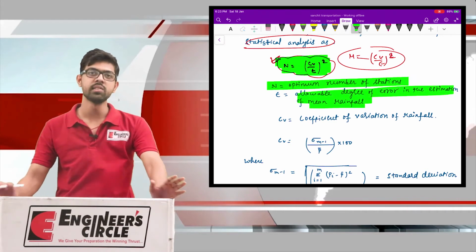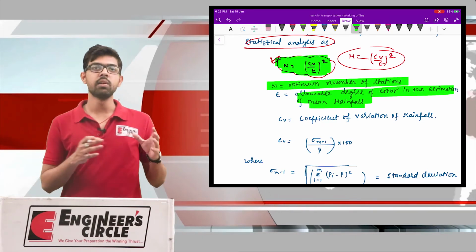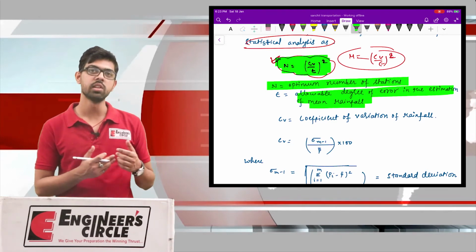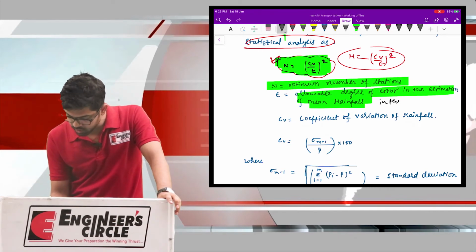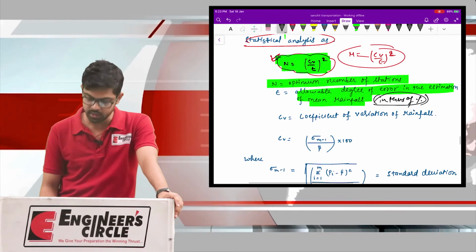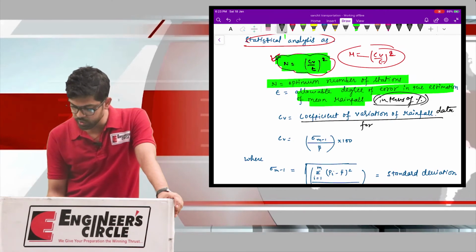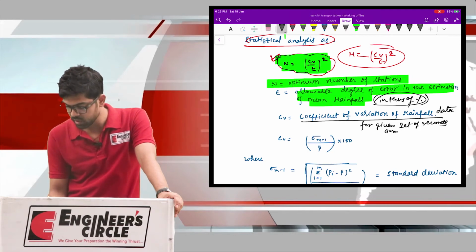So we are assuming a certain percentage of error because it is not possible to measure the true value, so we are estimating our value between two quantities by allowing a certain permissible error. That permissible error is denoted by epsilon, and that error is usually given in terms of percentage. Okay, so this is also important, in terms of percentage. Now Cv is the coefficient of variation of rainfall data for the given set of records available, in percentage.